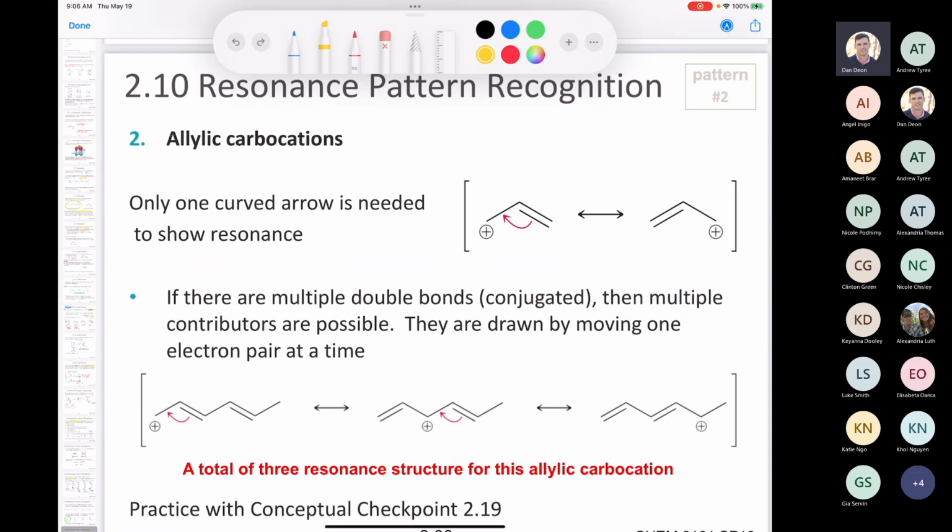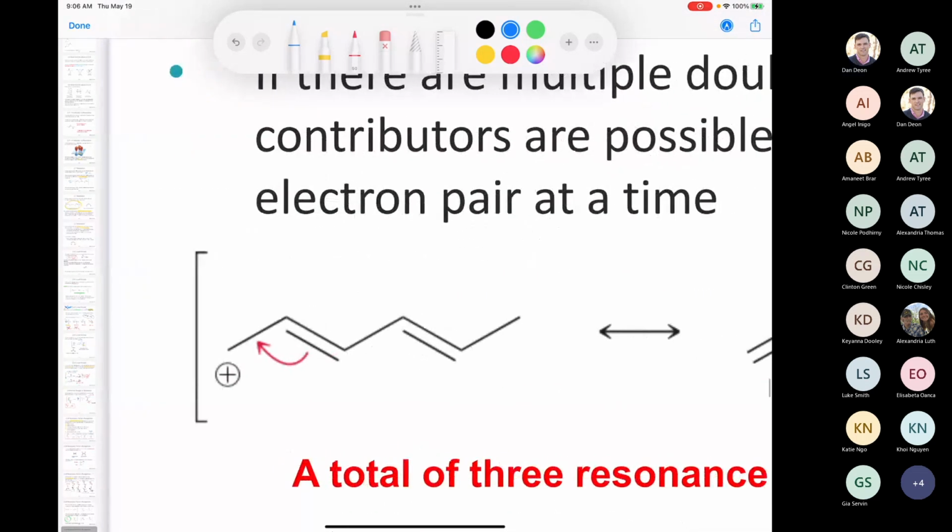And it says here, if there are multiple double bonds, then you can keep drawing resonance contributors if those double bonds are conjugated. Conjugated means nothing more than having a double bond followed by a single, followed by a double, followed by a single, double, single, double, single. That's what conjugated is. For example, an aromatic ring is conjugated because it goes double, single, double, single, et cetera.